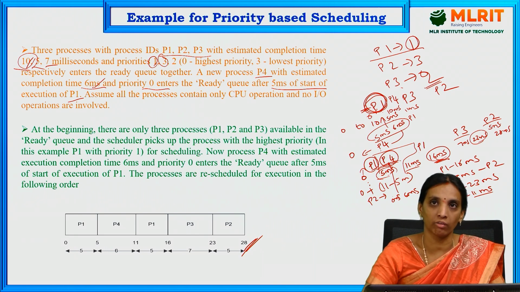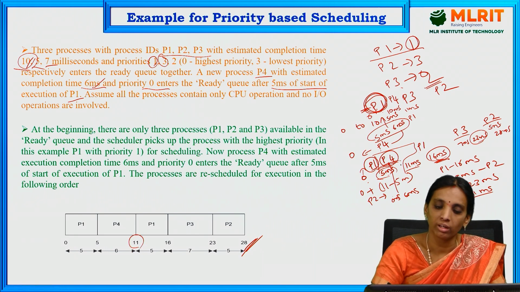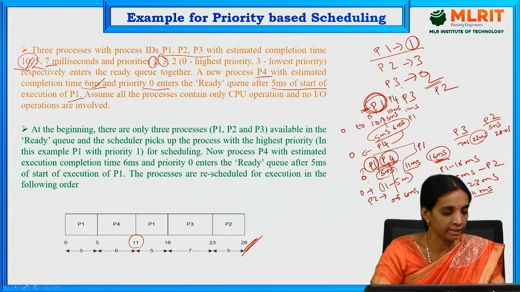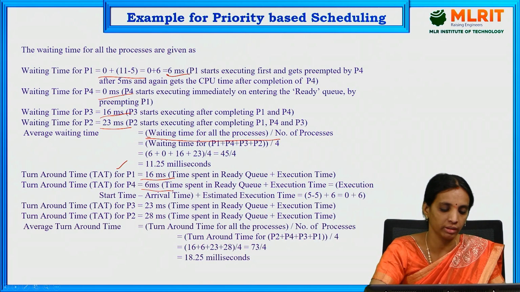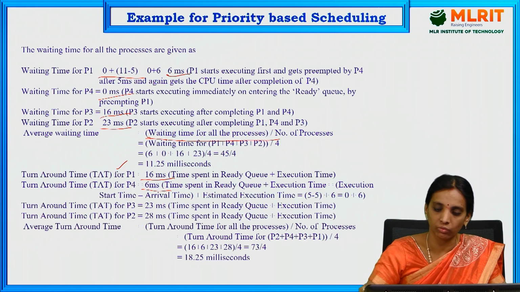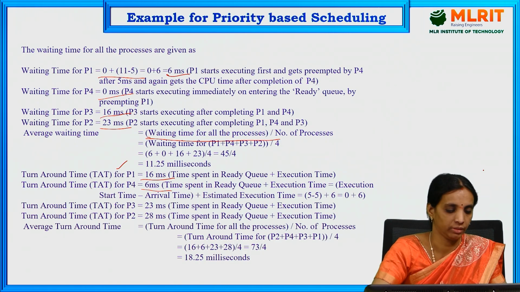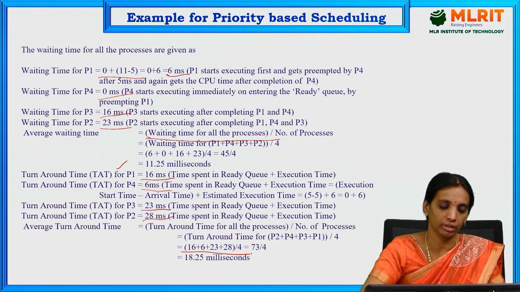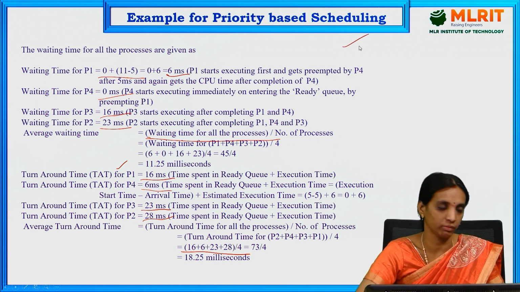But as per our timeline, it goes up to 11 milliseconds. But from the point of view of P4, it enters at 0 milliseconds. Therefore, it takes only 6 milliseconds for its completion. And P3 is 23 and P2 is 28. The average turnaround time is the average of all the processes' turnaround times. So, this is the example of priority based scheduling.